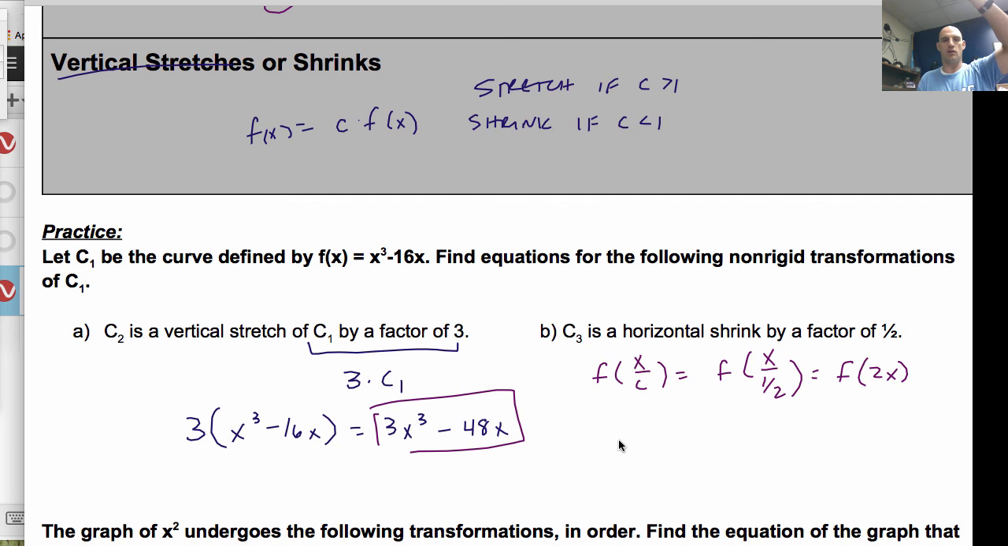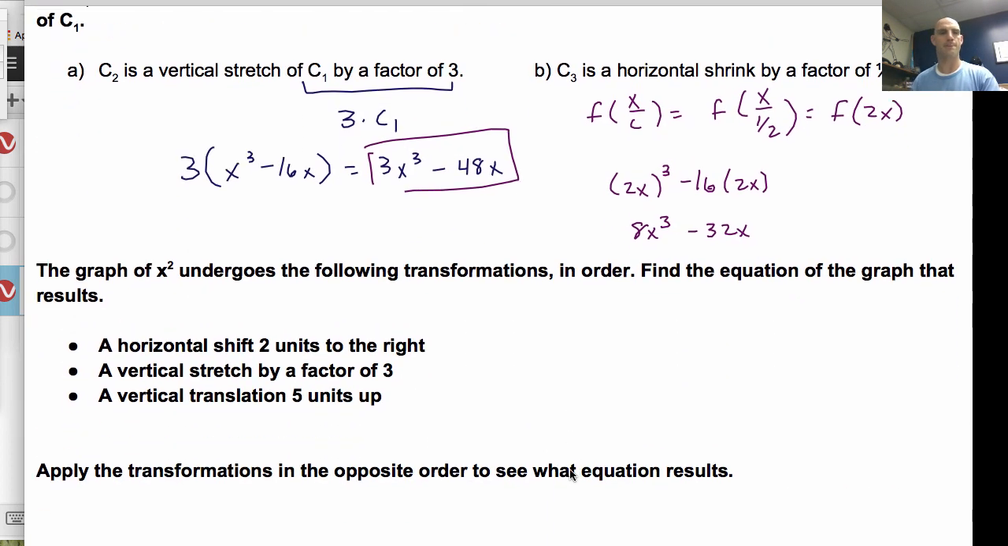So here we go. 2x cubed minus 16 times 2x. So for horizontal, you have to do a little bit of pre-work first to figure out what I'm actually going to be putting in, then evaluate the function. So this would be 8x cubed, because it's 2x times 2x times 2x. You don't just cube the x. 8x cubed minus 32x. Okay, so see the difference there.